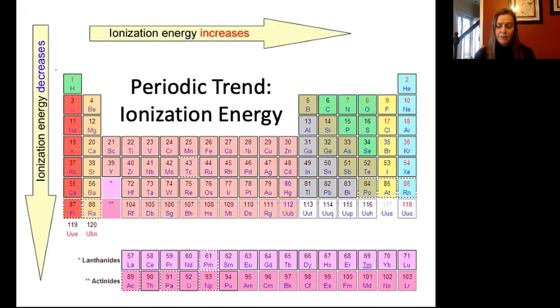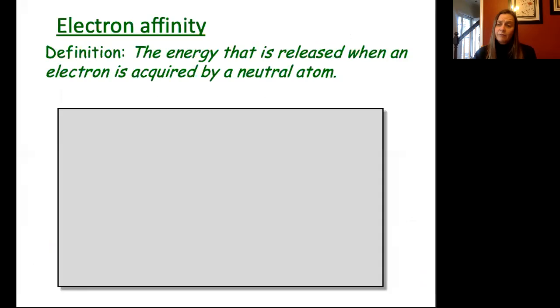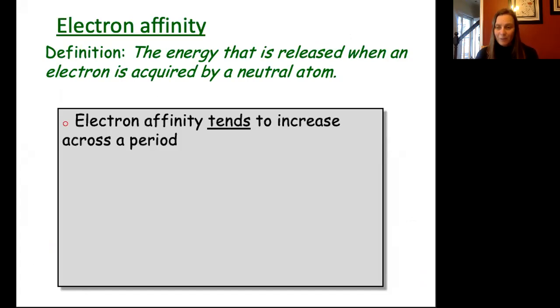So we've talked about ionization energy. Let's talk about kind of the flip side of that, which is what we call electron affinity. So electron affinity is defined as the energy that's released when an electron is acquired by a neutral atom. So now we're talking about making anions. And so the amount of energy that is released when that electron is added. So as we go across a period, that electron affinity tends to increase. So more and more energy is going to be released when you add an electron.